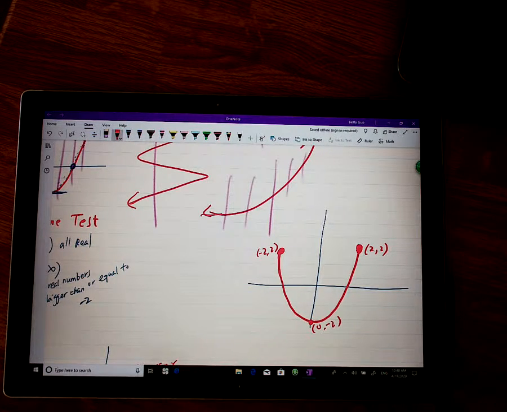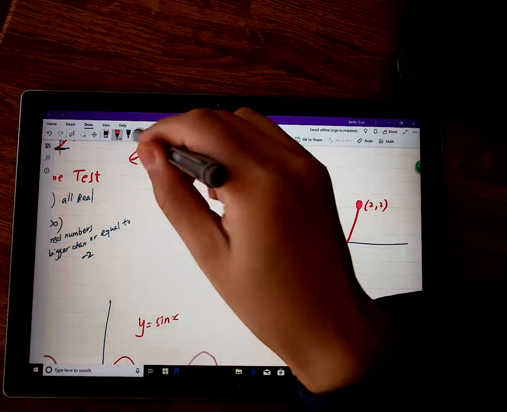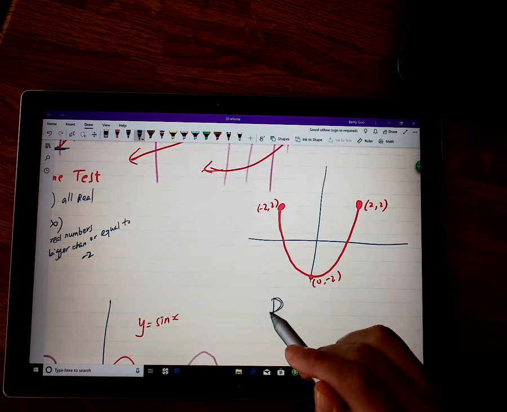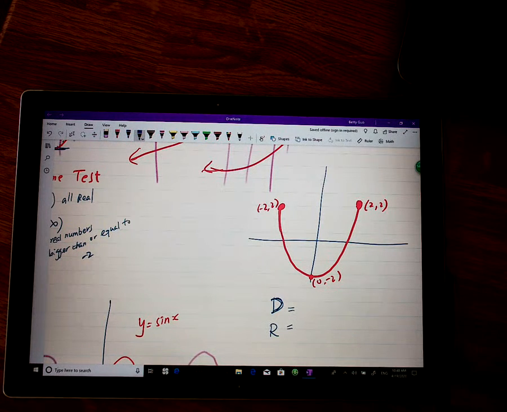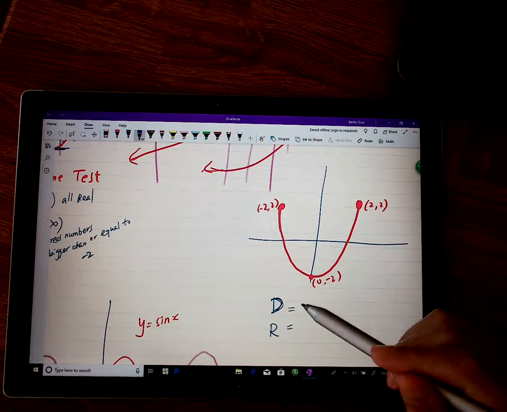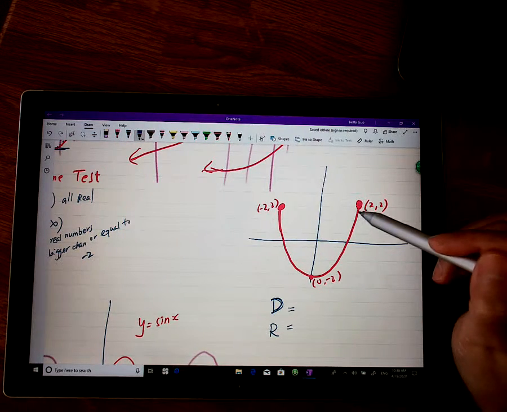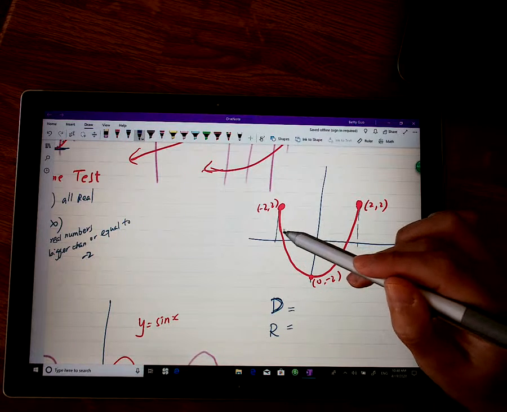Okay, anybody could help me to find the domain and range? This is a very important skill, important knowledge that you need to grasp about the function. Domain and range are the two very important elements when we define a function. So what is the domain? All the possible values for x.